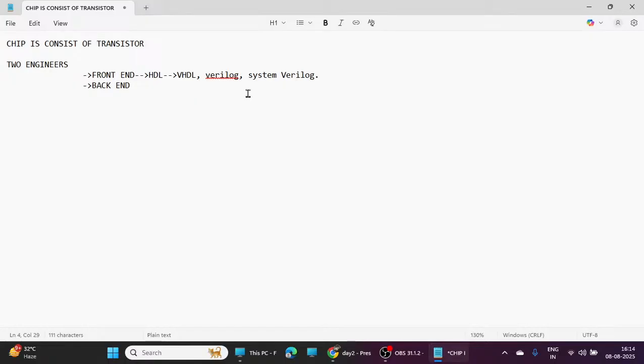And this is the main thing. Firstly, we have two engineers, front end and back end engineer. The front end engineer will take care of the design code and the verification of the chip by using coding. They cover the coding part of the chip, and then the back end engineer works on the physical chip: how many transistors, how many logic elements, and how many IO pins are needed for the particular chip. These are the main roles of the front end and back end engineers.